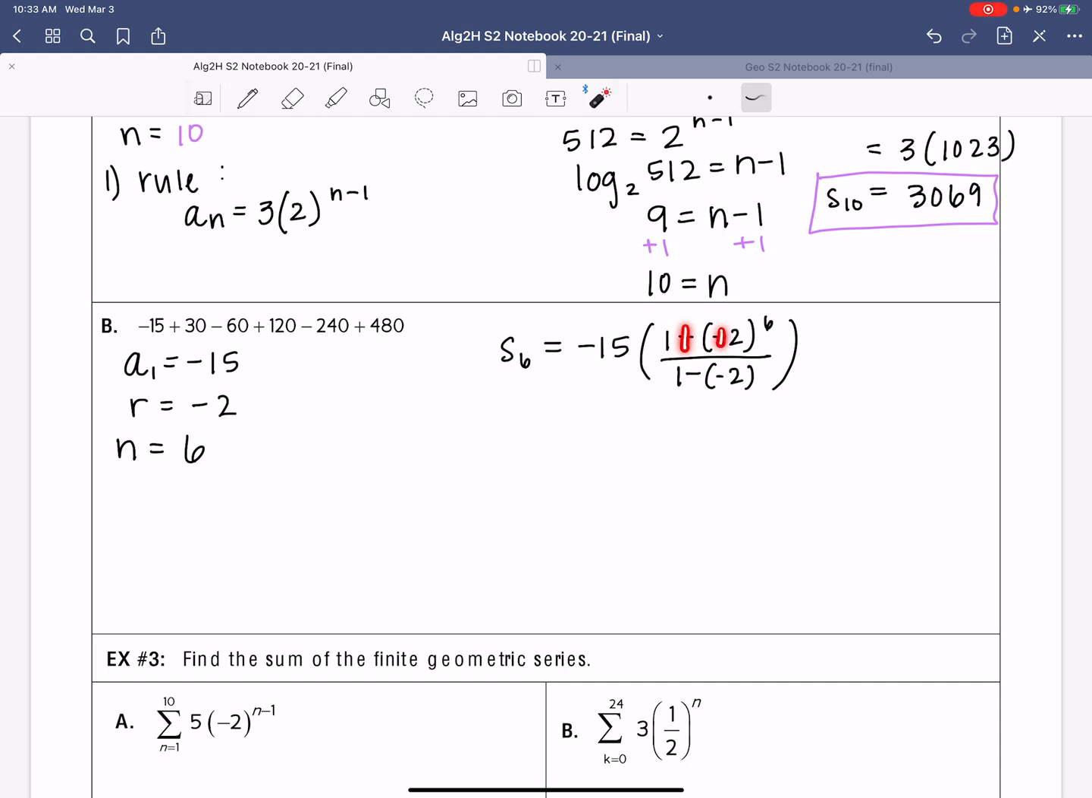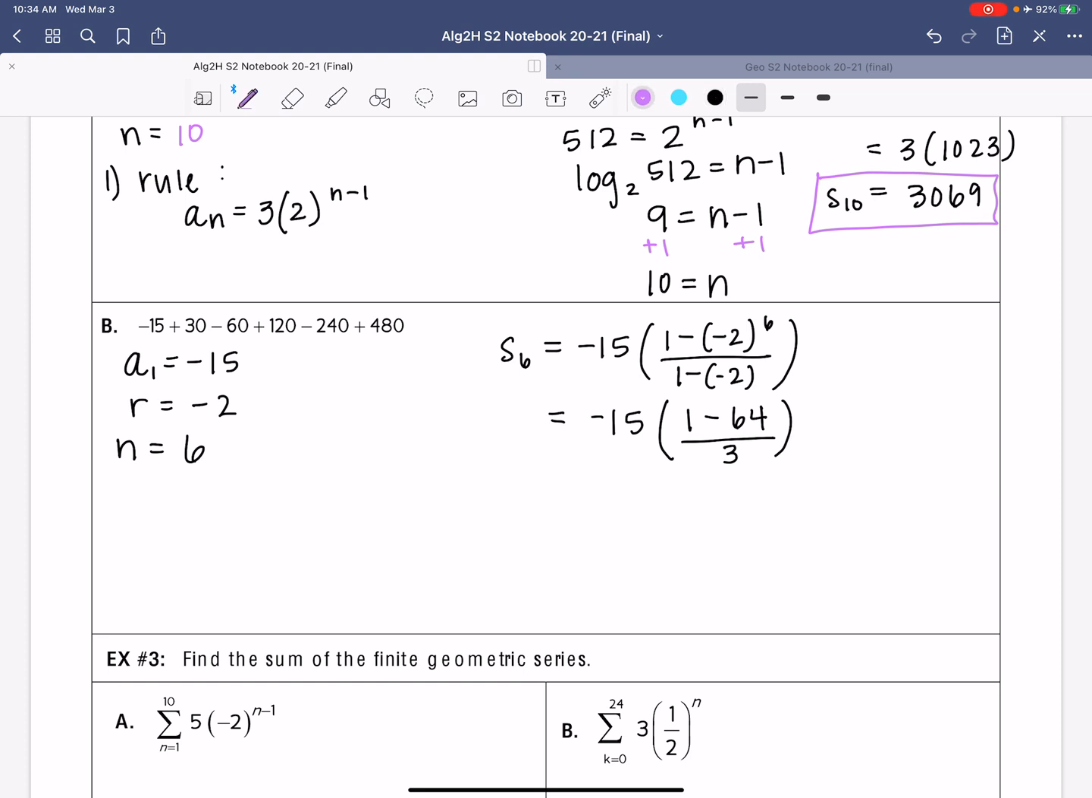You're automatically going to go, oh, well, this is positive. This is not positive. You need to evaluate negative 2 to the 6th power, which will become positive, but then it's still a minus. So just be careful there. So we're going to get negative 15, and then we're going to get 1 minus, and then negative 2 to the 6th power is 64. So it's still 1 minus 64. And then the bottom will give us 1 minus minus 2, which is 3.